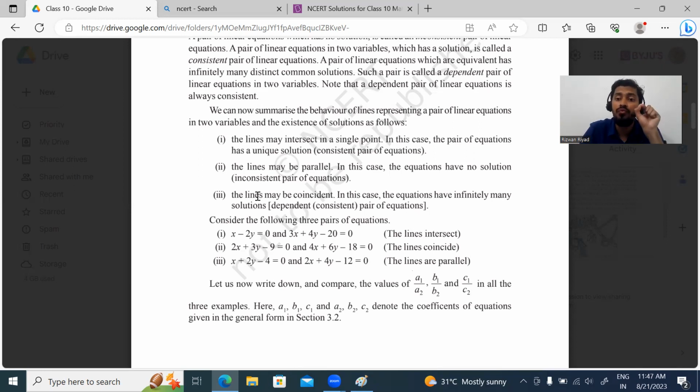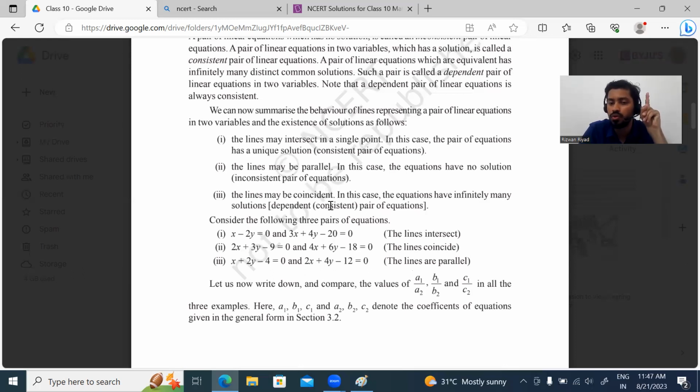That means at every point, they are intersecting. If they are intersecting at every point, how many solutions? Infinitely many solutions. Every point is a solution. So you can see the equations have infinitely many solutions. This is the third possibility, and that is also consistent. Or we can say it's dependent also.